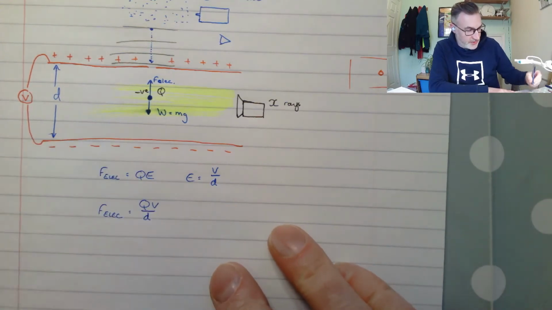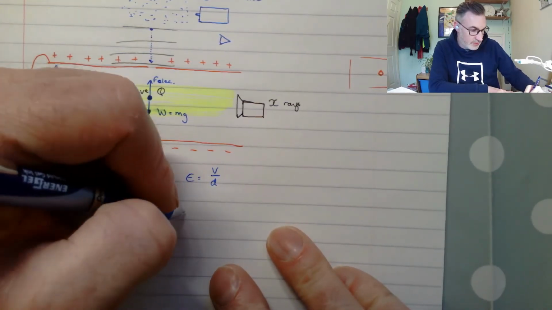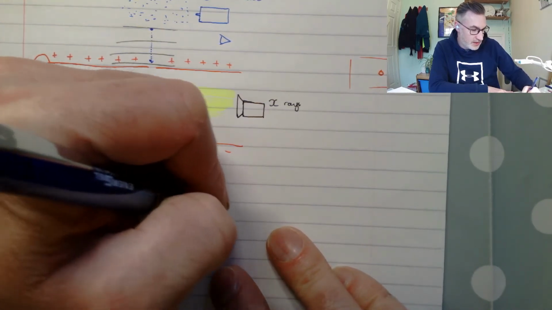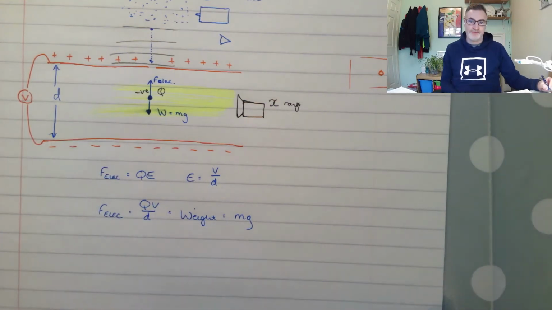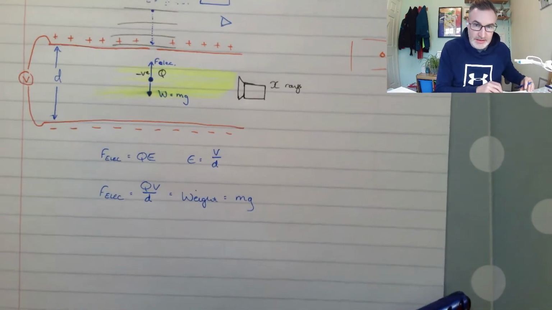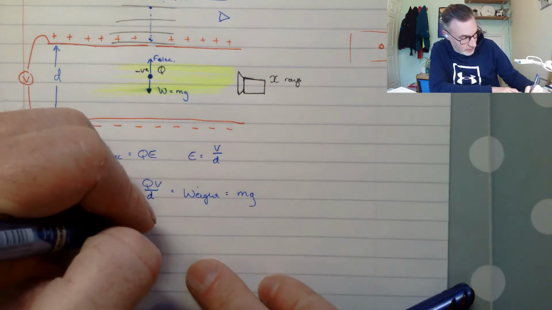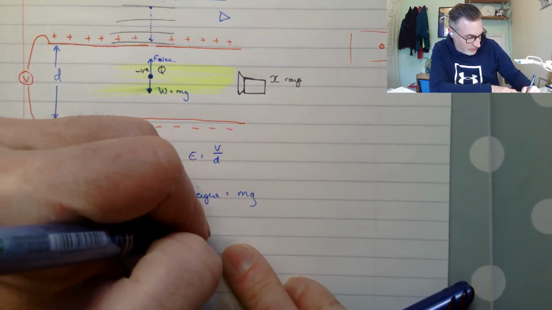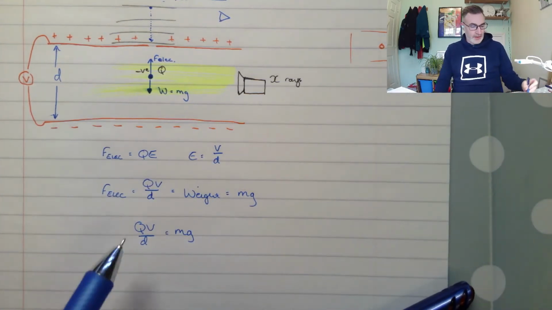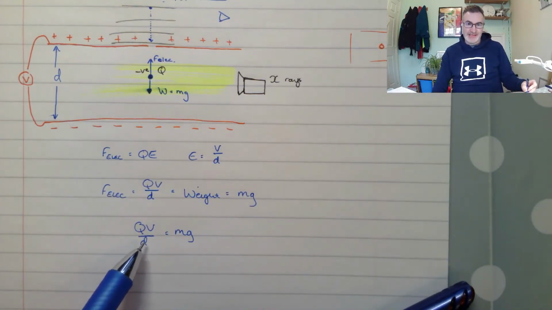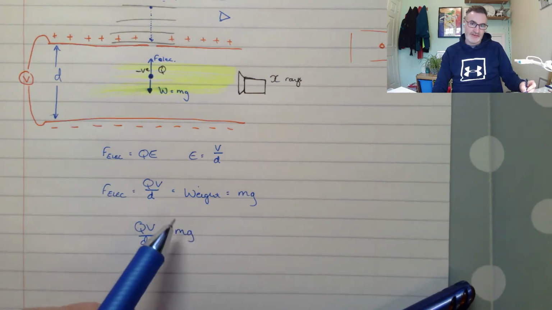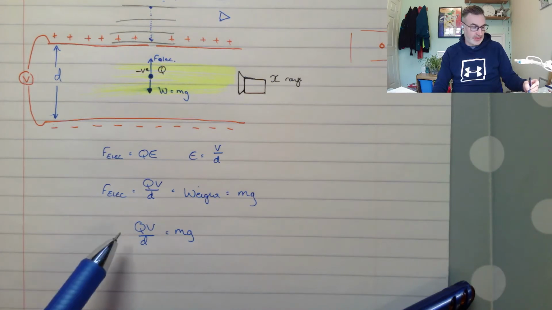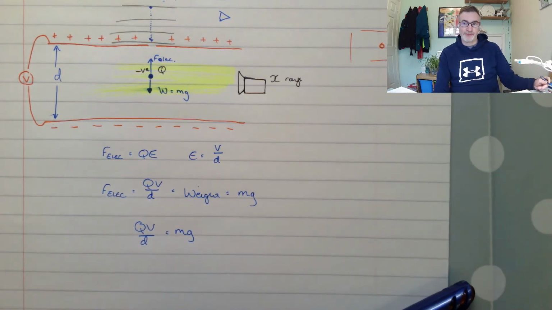Now when it's stationary, this is going to equal the weight, which is mg. And putting this all together, we'll have QV over D is equal to mg. Now we know the voltage, we know the distance, we know the mass of the oil drop from its terminal velocity, and we know the gravitational field strength. The only unknown in this then is Q, which we can determine.